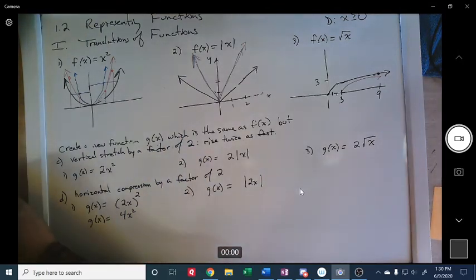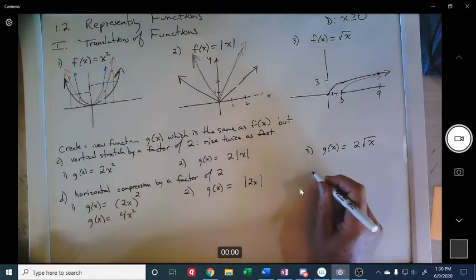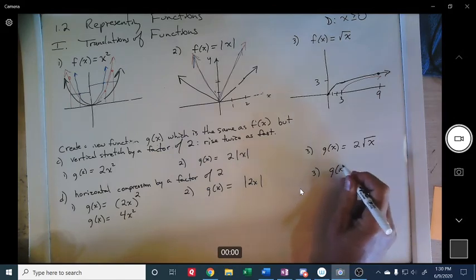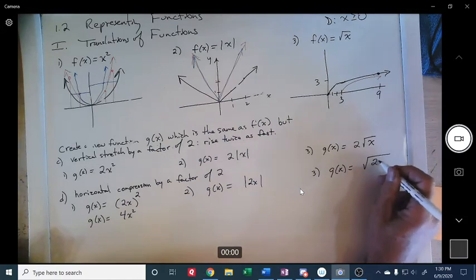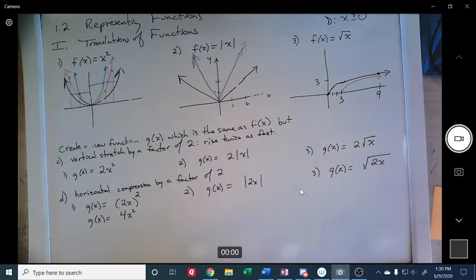Okay, and this one, g of x is the square root. Normally we'd put x, but now we're replacing x with 2x. That's a horizontal compression. Any questions at this point? All right.